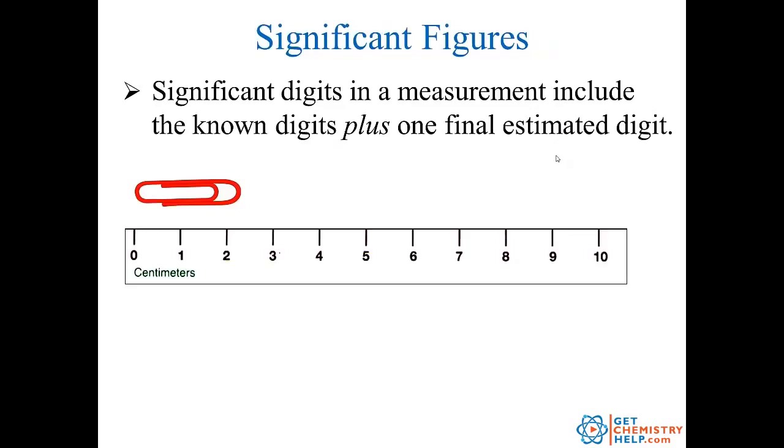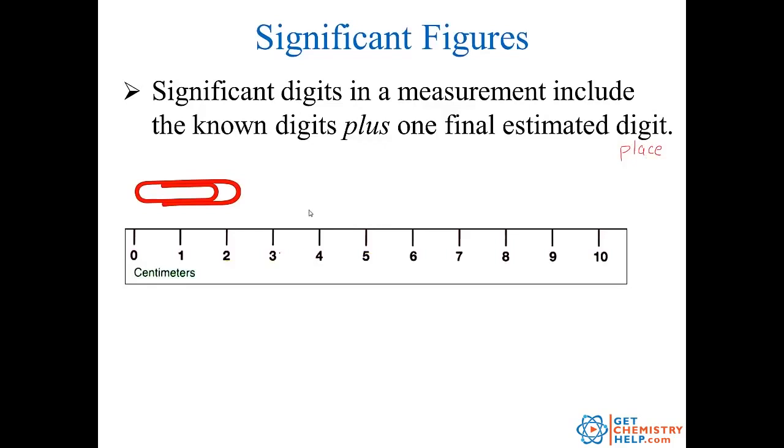So let's look here then at a ruler, for example. Let's figure out, okay, how many significant digits should I record for a particular measurement? Now the rule is that you're going to record all of the known digits plus one final estimated digit. Another way to think of this is you're going to do one final estimated place.